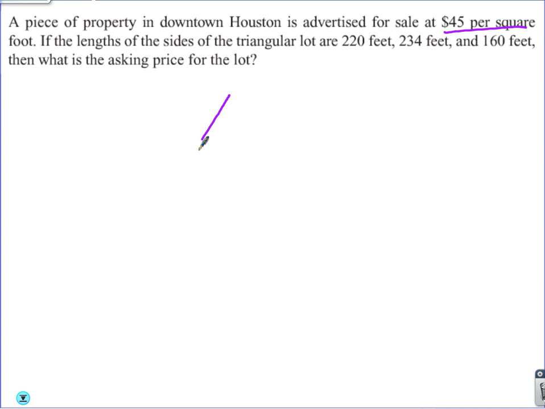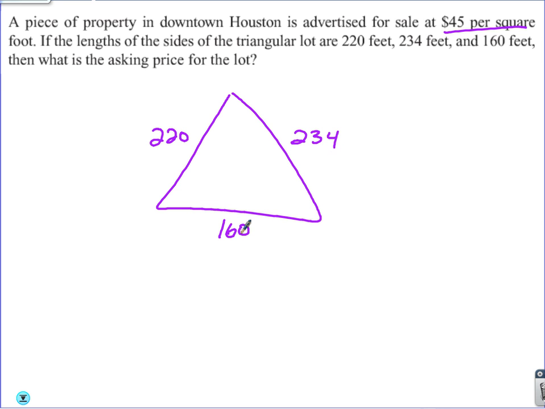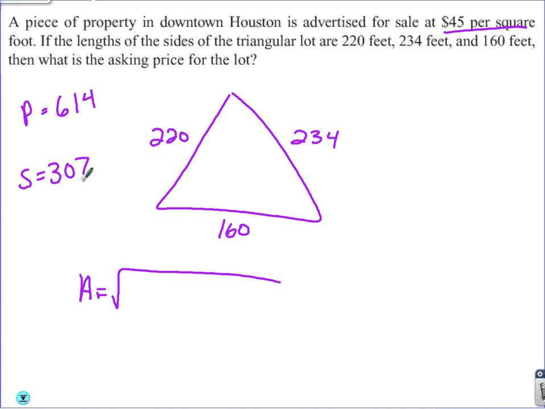So you've got this triangular lot, side lengths of 220, 234, and 160 feet. The area is equal to the square root of, first thing we need is a perimeter. Somebody's got a calculator there. Find the perimeter for me. 220, 234, and 160 gives you a perimeter of 614, which gives you a semi-perimeter, we'll call it S, of 307. You don't want your perimeter, you want your semi-perimeter.